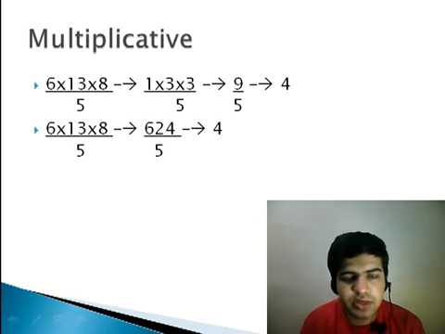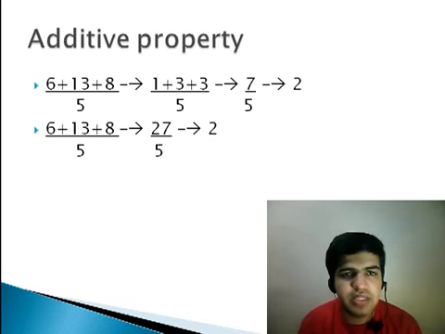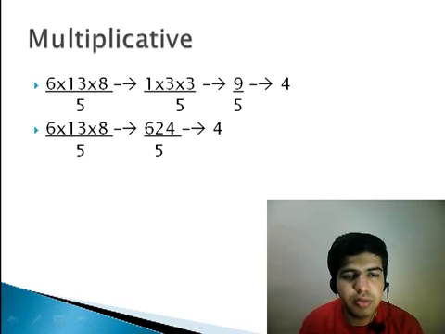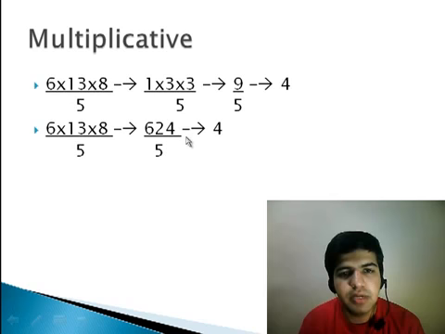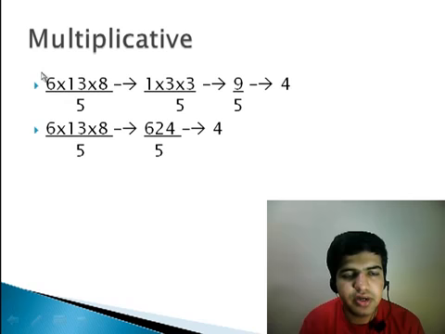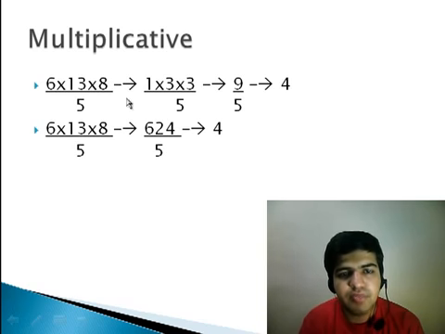If you notice, from the previous page I have just changed the additive sign to the multiplicative sign. If we multiply 6 into 13 into 8, we get 624, and 624 divided by 5 gives remainder 4. Not multiplying directly, if we go by the individual method, we take the individual remainders 1, 3 and 3 and multiply them. 1 into 3 into 3 is 9. 9 divided by 5 will also give us 4.